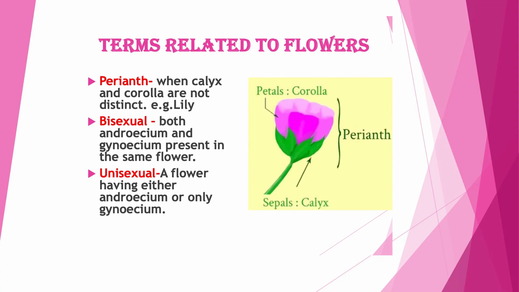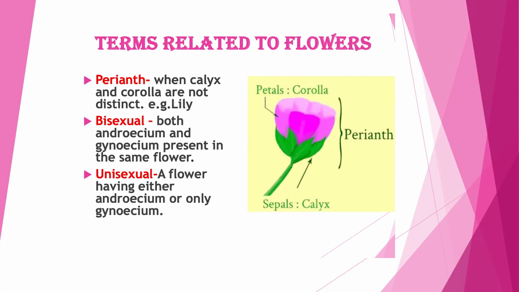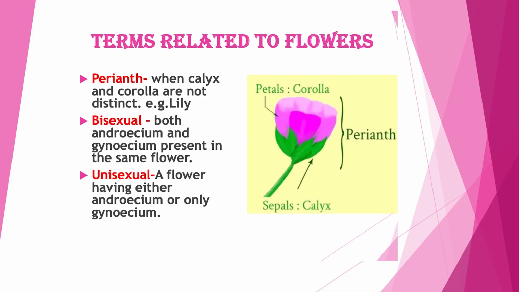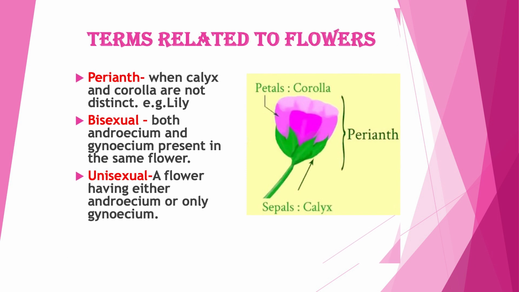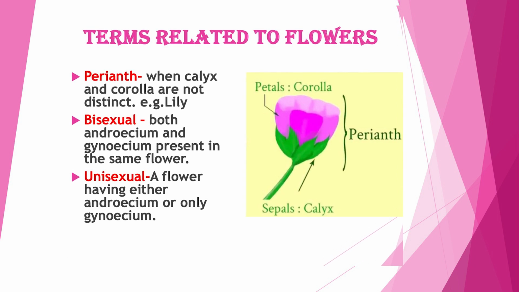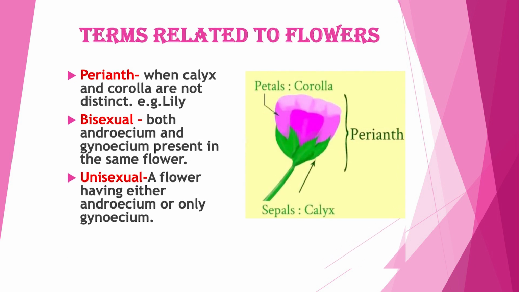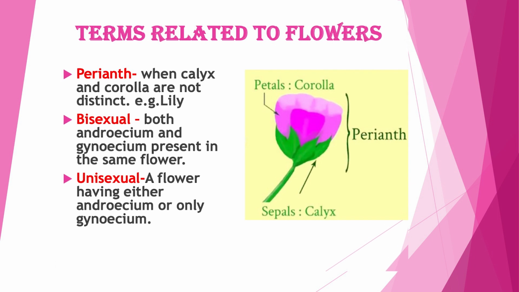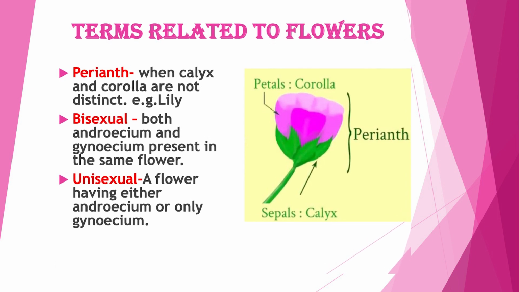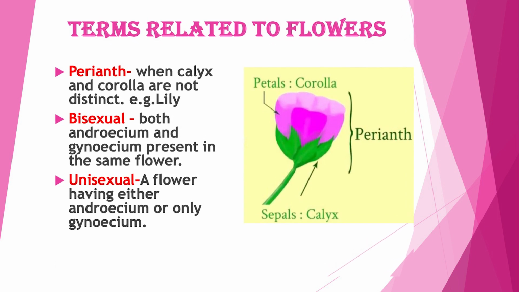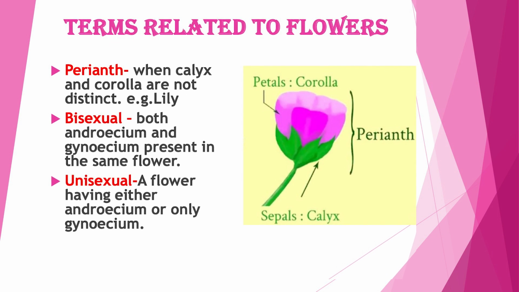Now let us discuss some important terms related to flowers. Perianth, when calyx and corolla are not distinct, as you see in lily flowers. A flower is called bisexual when both androecium and gynoecium are present in the same flower. It is called unisexual if flower is having either androecium or only gynoecium.